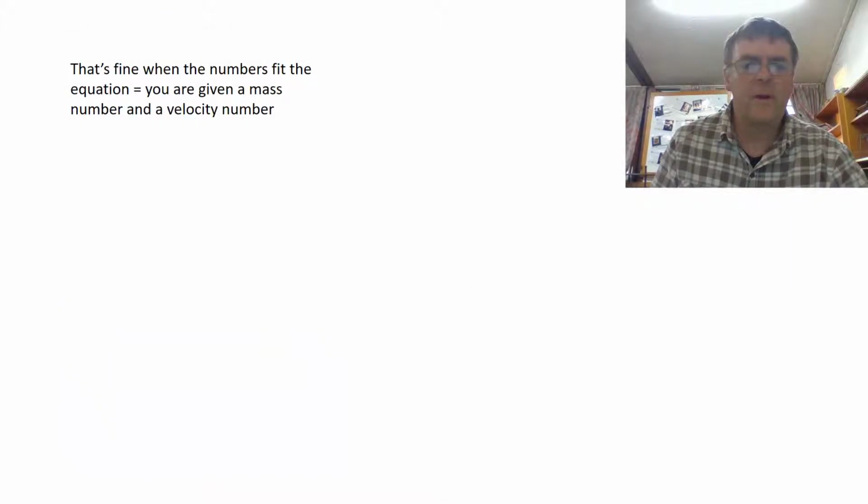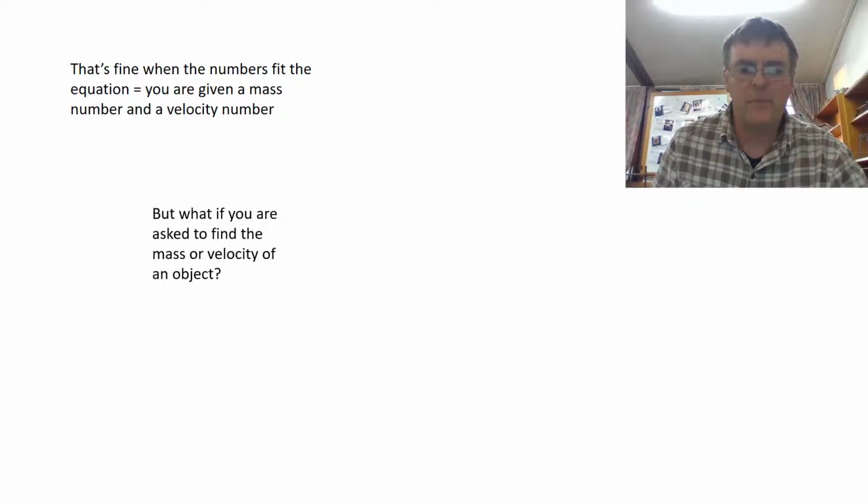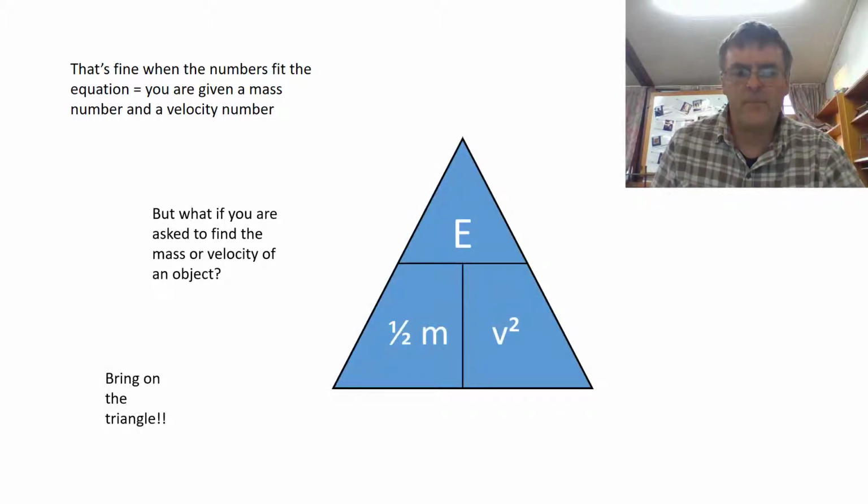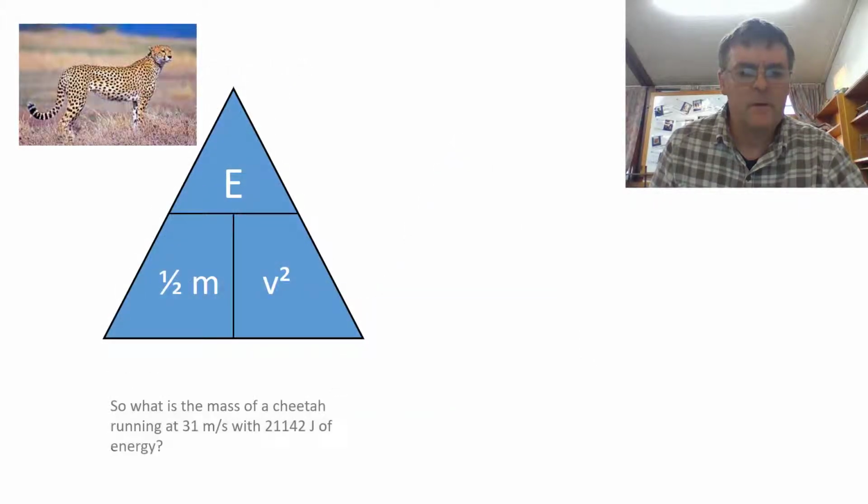And that works fine when the numbers fit the equation. You've got a mass number and a velocity number. But what happens if your horrible teacher says find the mass or the velocity of something? You say bring on the triangle, and this is what it looks like. So let's put it into action. Let's find the mass of our cheetah running at 31 meters a second with 21 kilojoules of energy.